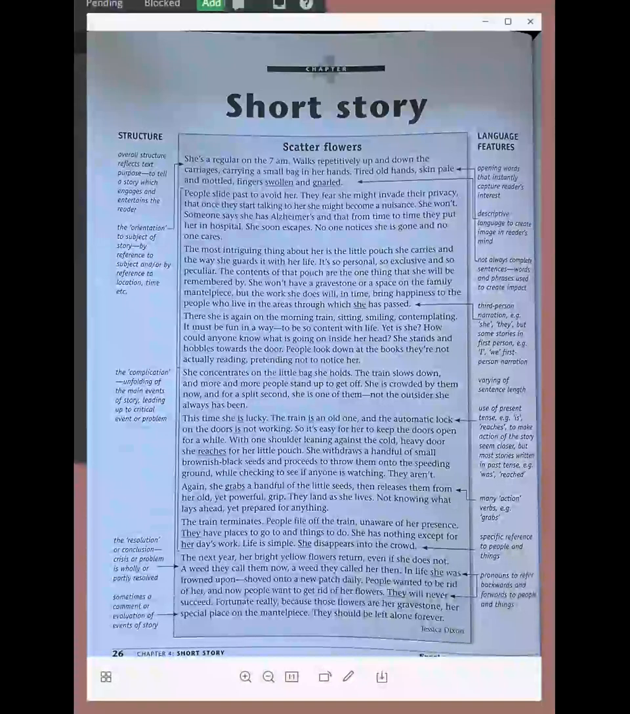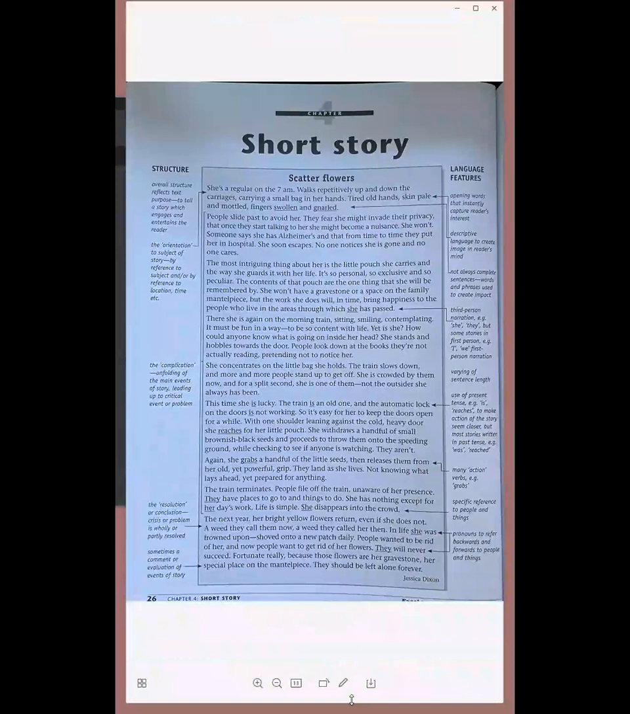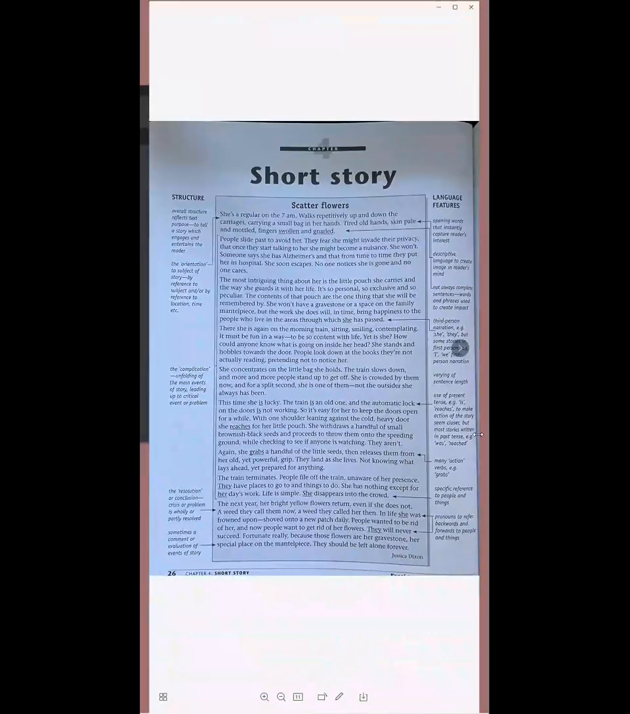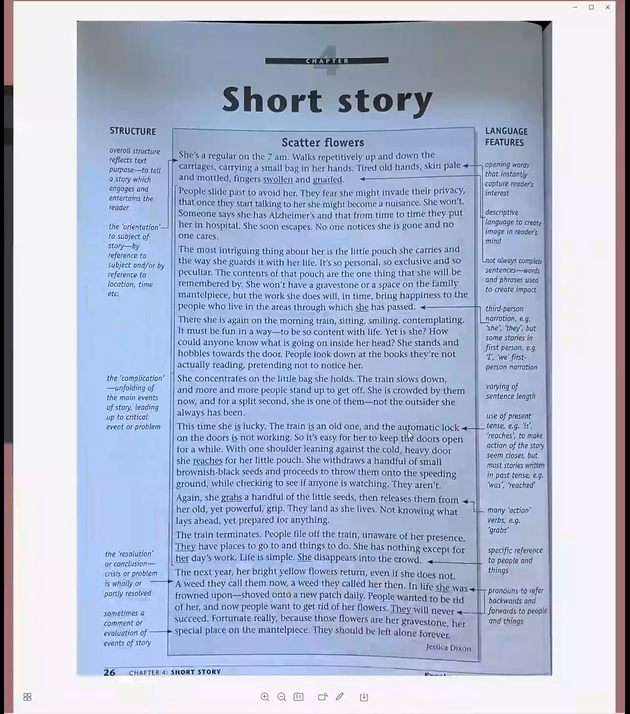And my name's Nicole. We are going to have a look at this short story and discuss pretty much how to do an analysis. This is a short story called Scattered Flowers. We shall start with the first paragraph.